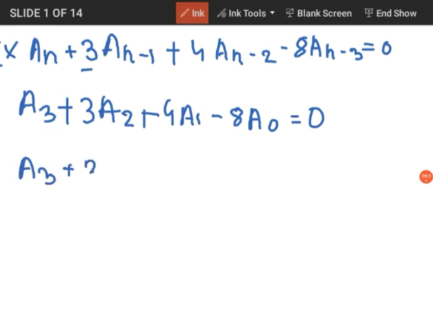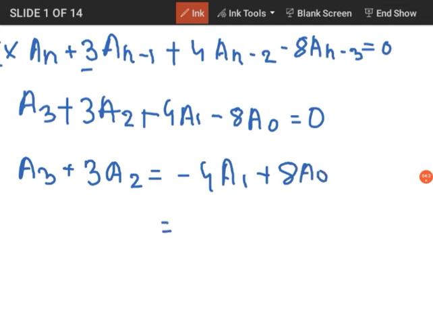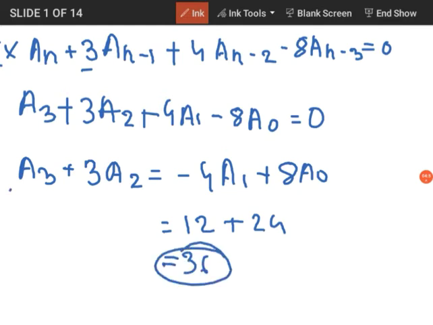So a3 plus 3a2 we can write it as minus 4a1 plus 8a0, and since a1 is minus 3, this will be 12 plus, and a0 is alpha raised to the power 0 plus beta raised to the power 0 plus gamma raised to the power 0, which is 3, right? So this would be 24, right? And they would add up to 36. So from here we have got that a3 plus 3a2 is 36.